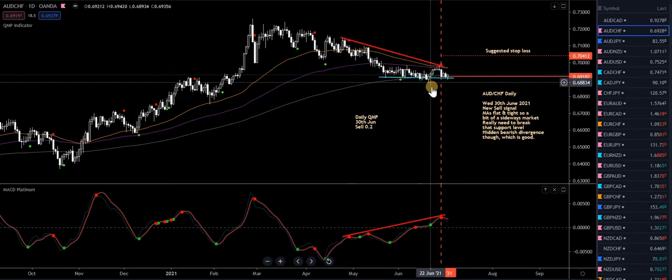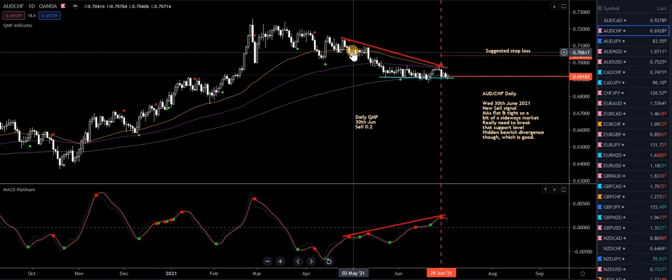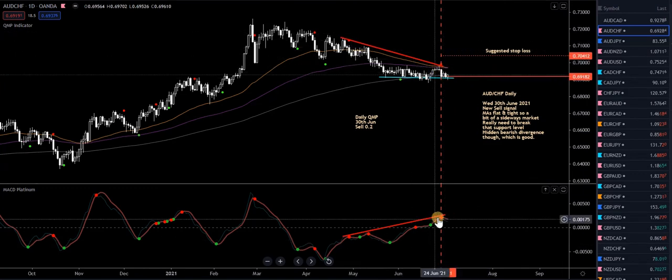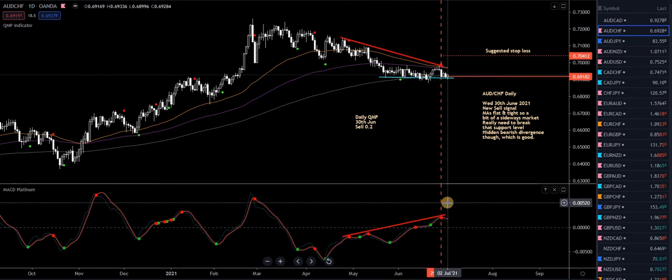But basically, this is a sell based on hidden bearish divergence here, lower highs on price and higher highs on the MACD Platinum, which is an oscillator.